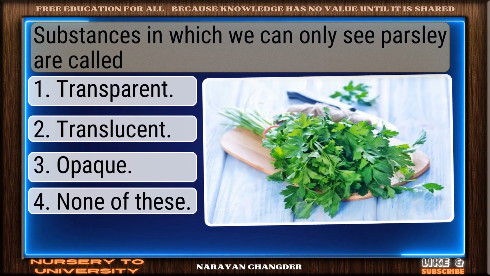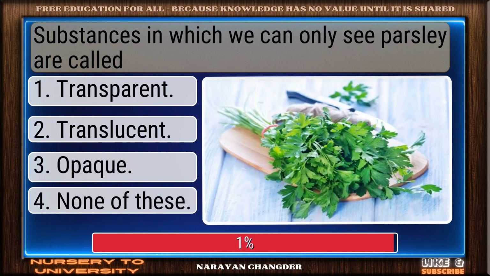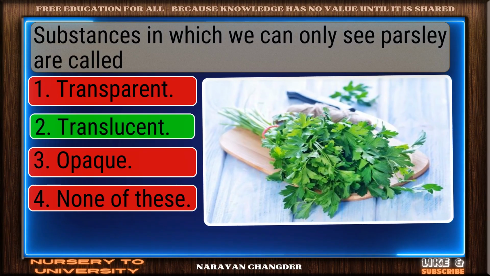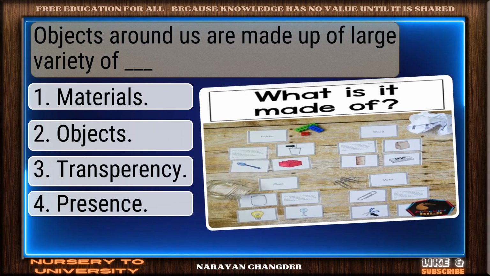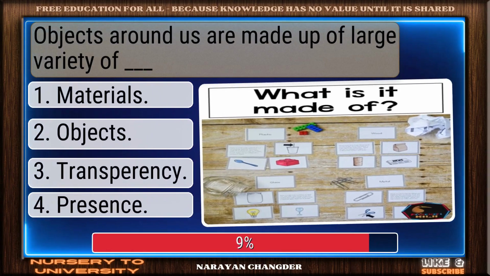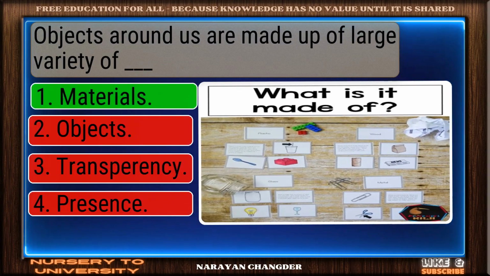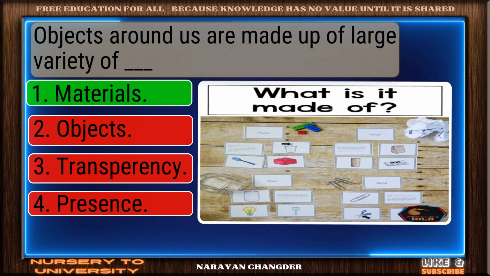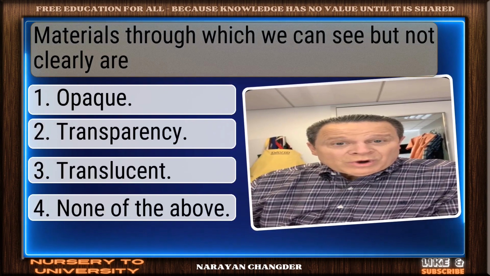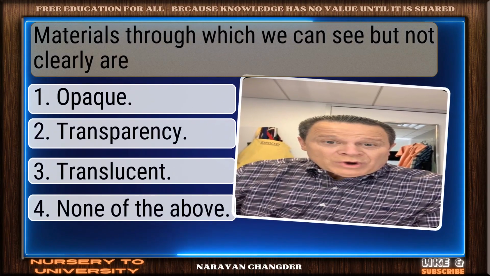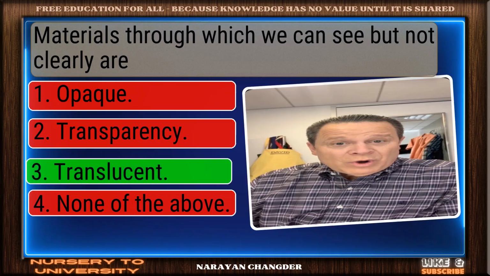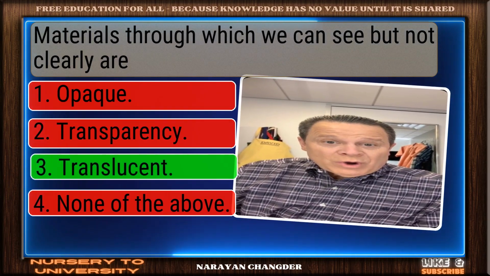Substances in which we can only see partly are called. On track. Translucent is the correct answer. Objects around us are made up of large variety of dash. Exactly. Materials make sense, and it is right choice. Materials through which we can see, but not clearly are. Solid response. Translucent is a valid choice.